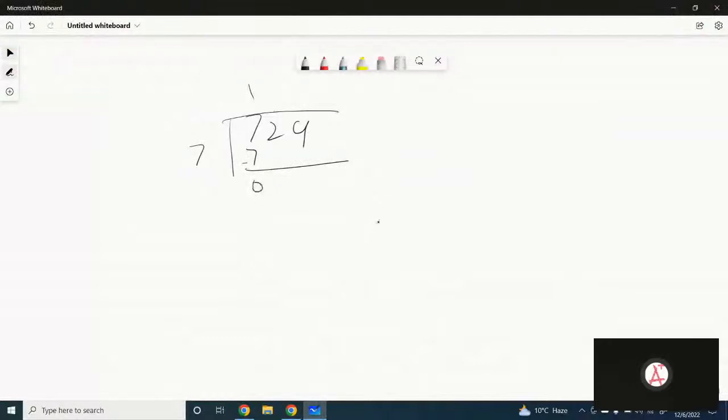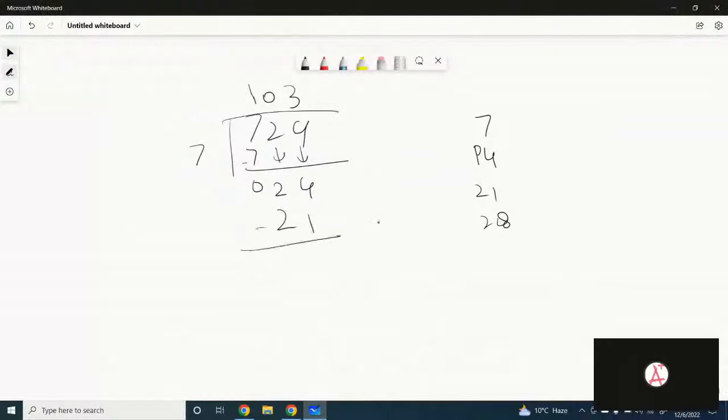So 7 subtract 7 is 0. Bring the next digit down, that would be 2. 2 is less than 7. You cannot divide 2 by 7, so you have to bring another digit down. So you have to add a 0 in the answer. So 7 times what number is 24? 7 times 1 is 7, 2 is 14, 7 times 3 is 21, 7 times 4 is 28. 28 is greater, so we can go for 7 times 3 is 21.